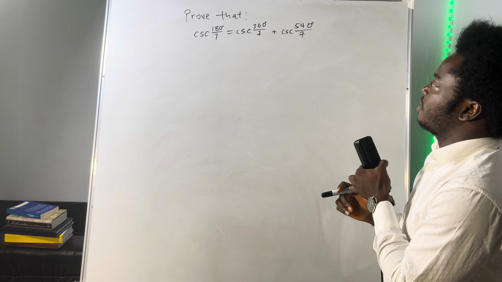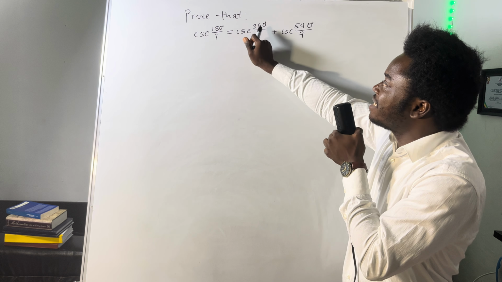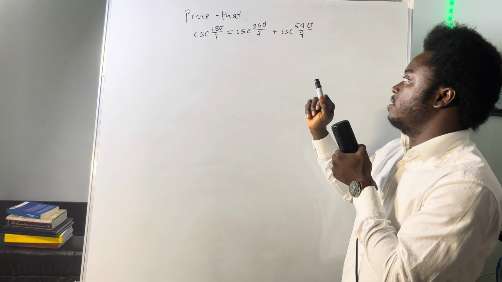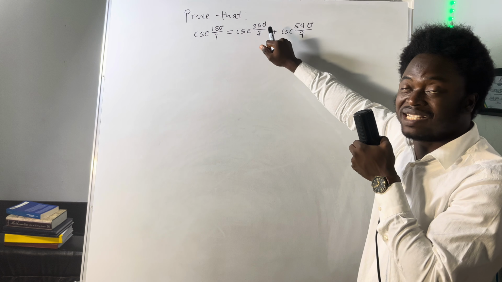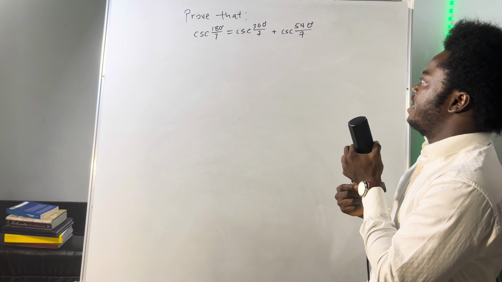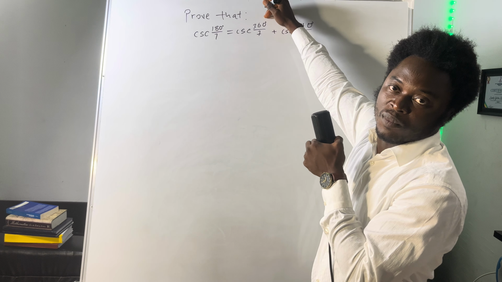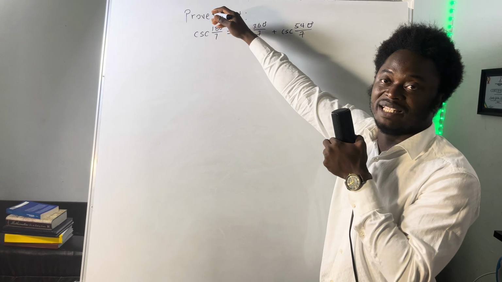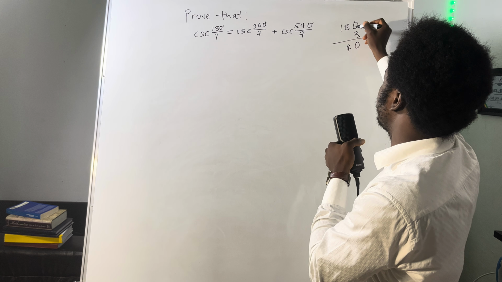Now, it's obvious that to solve this problem, we are going to try to find a relationship between these angles, first of all. So, 180 degrees over 7, how does it relate to 360 over 7? And how does it relate to 540 degrees over 7? It turns out that 360 is just 180 times 2, and 540 is 180 times 3, because 180 multiplied by 3 gives 540.